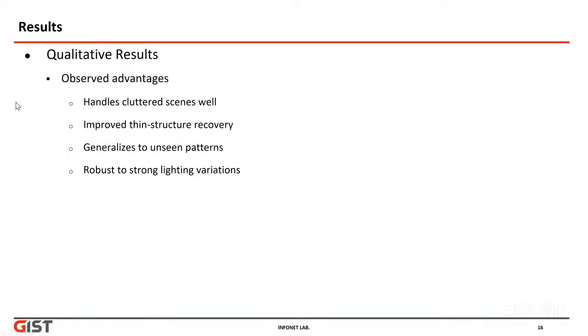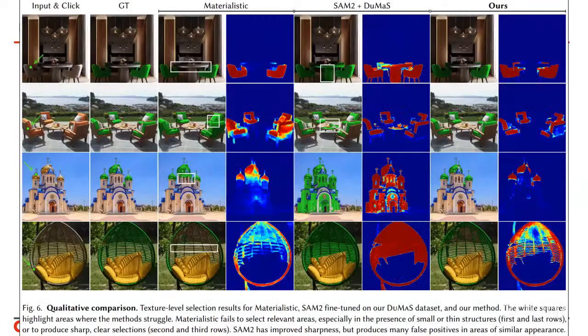As a qualitative result, they observed advantages like handling cluttered scenes well, improved thin structure recovery, generalization to unseen patterns, and robustness to strong lighting variations.